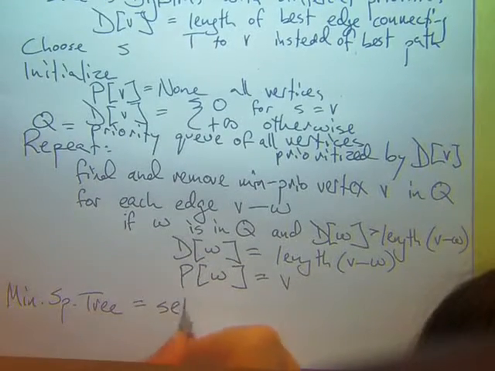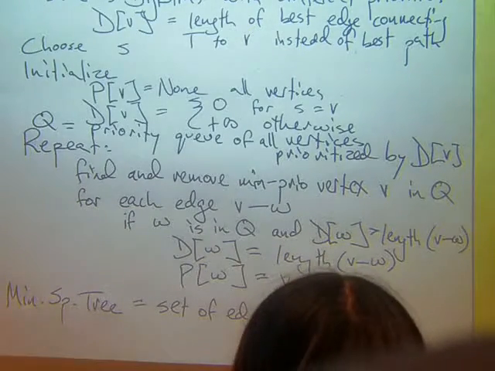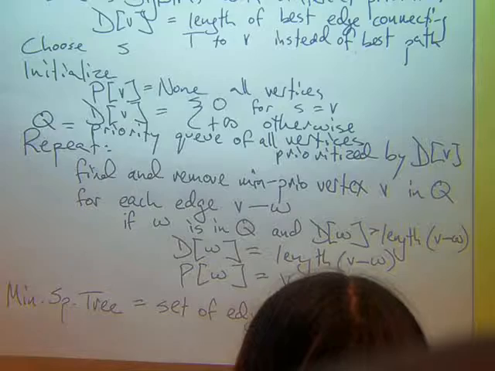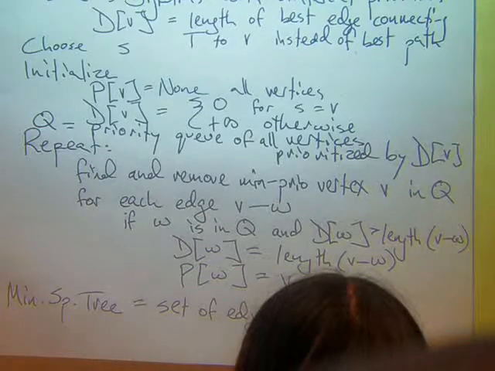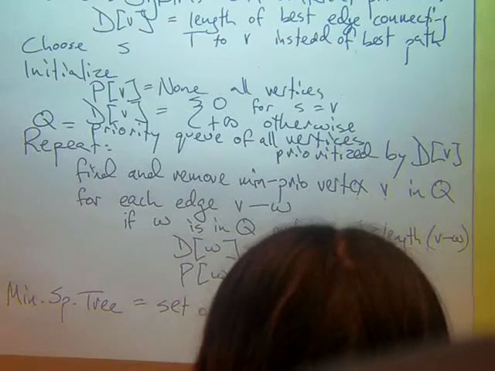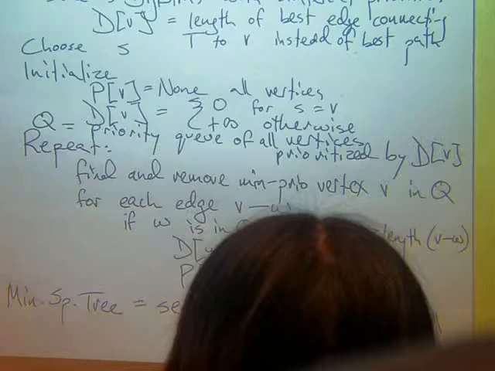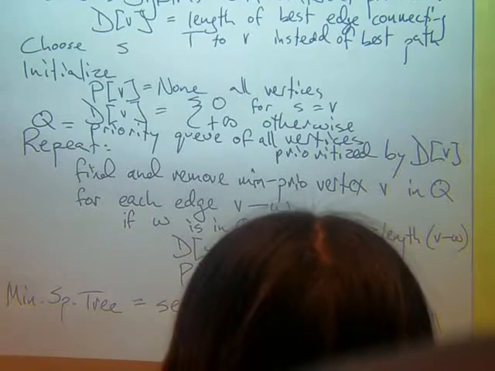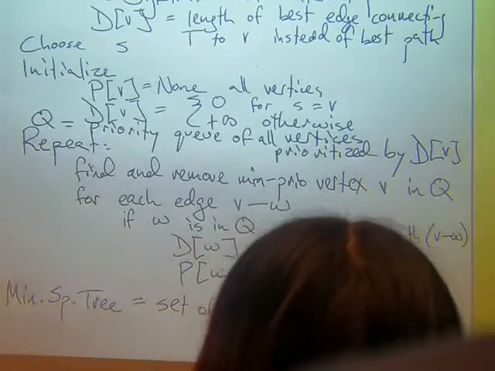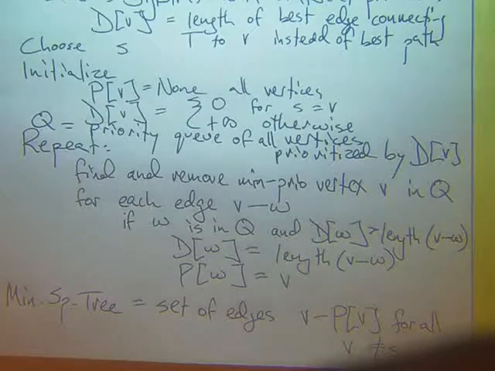is just the set of edges from every vertex V to its parent pointer, except for S, who doesn't get a parent pointer. It always stays none. And that gives us n minus 1 edges, which form the tree.